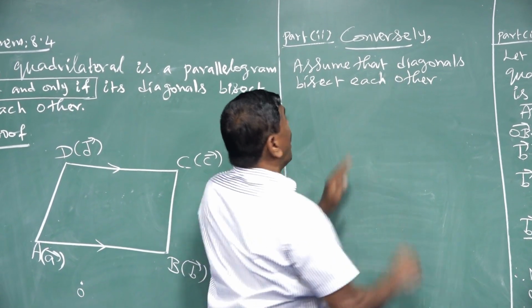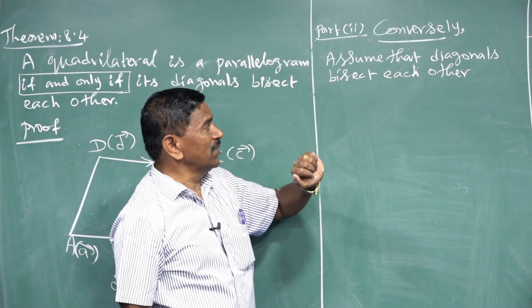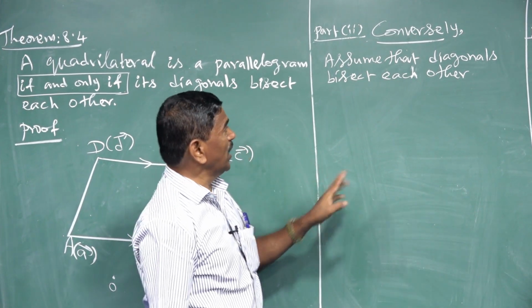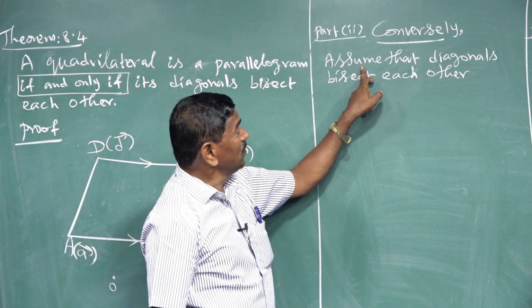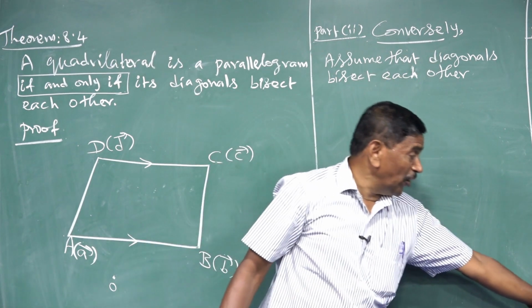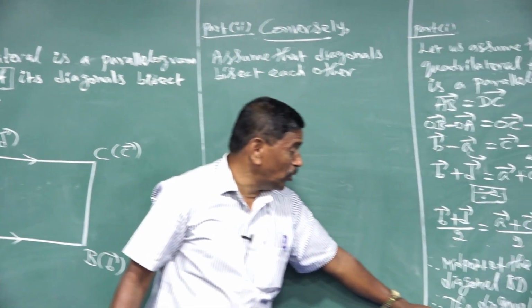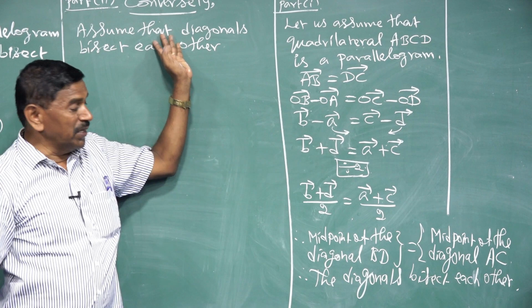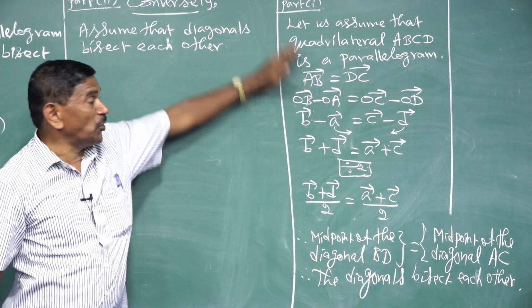Okay. Assume that diagonals bisect each other. Now our aim is to prove ABCD is a parallelogram. Here we are assuming diagonals bisect each other. Now I want to move in reverse, that's all. So part 2 is nothing but the reverse of part 1.